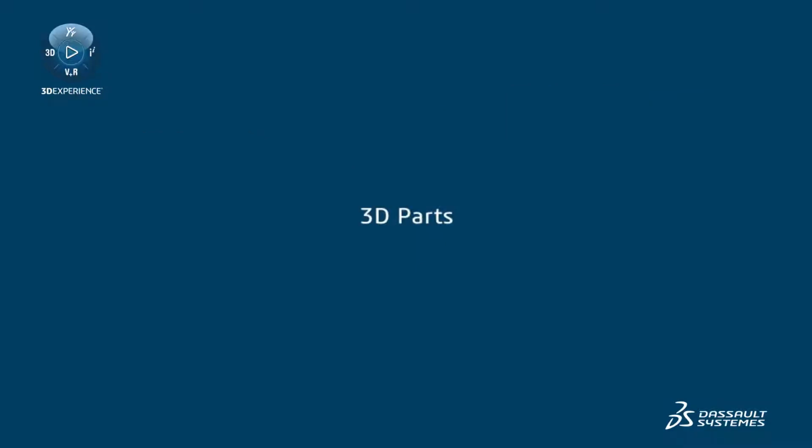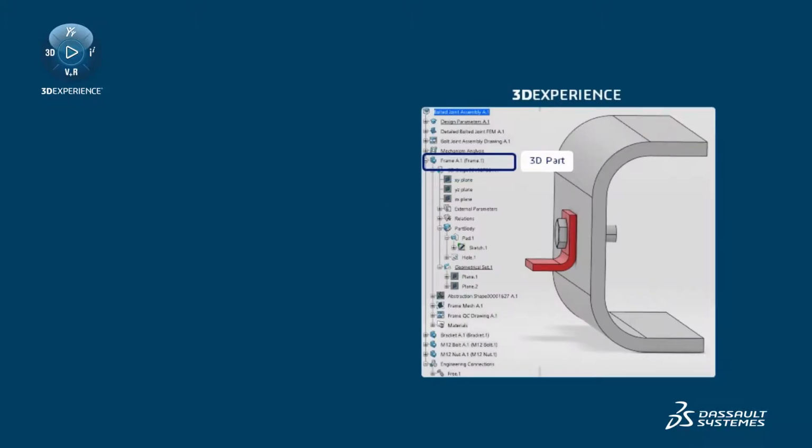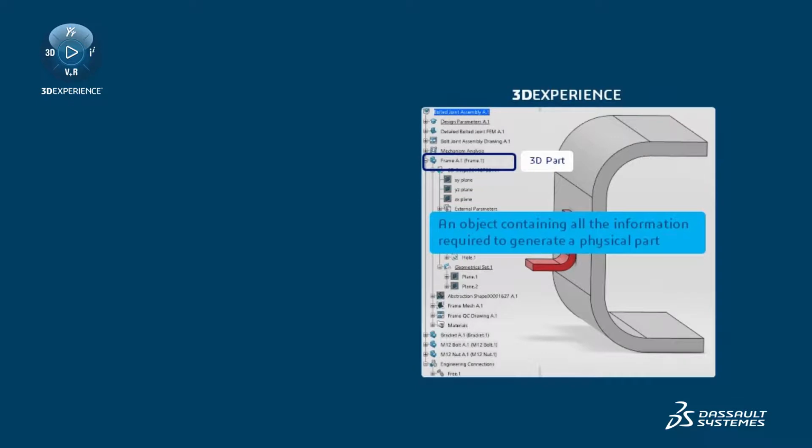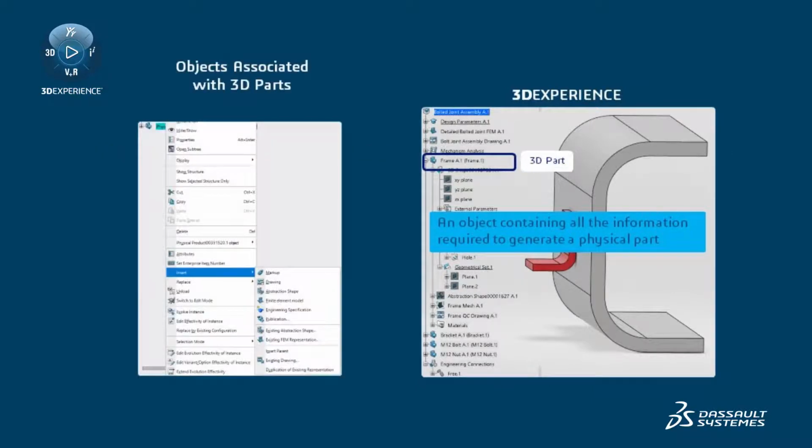Now, we can begin discussing the higher levels of the tree. Just above the 3D shape there is an object called a 3D part. The 3D part contains all the information needed to generate a physical part. Again, notice the icon. Every 3D part contains one, and only one 3D shape. But, we also require many other objects to produce a physical part. 3DEXPERIENCE creates associative links between these other objects and the 3D part. Some of these objects can be created by right-clicking on a 3D part and selecting Insert.